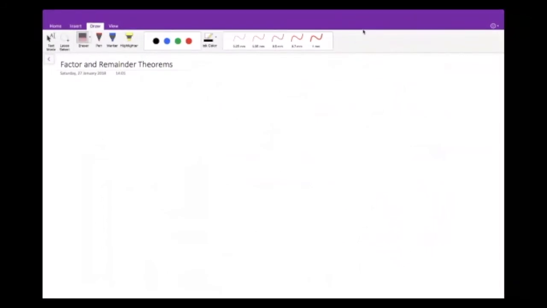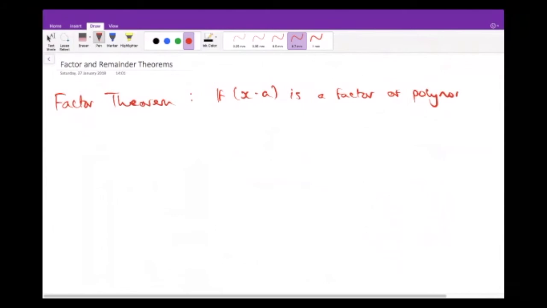Okay, nice. So the last thing we're going to look at here is going to be the factor and remainder theorem. And again, this is just something that you need to learn, and the main part will come in applying it. So the factor theorem says that if x minus a is a factor of a polynomial f of x, then f of a will equal 0.